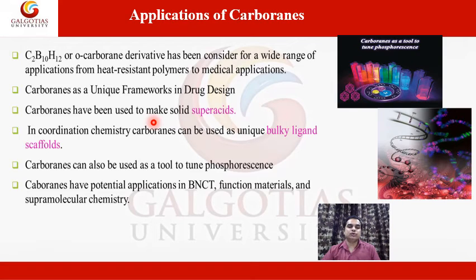Carboranes have also been used to make solids like superacids. Superacids are substances having more acidity than 100% pure sulfuric acid. And in coordination chemistry, carboranes can also be used as unique bulky ligands and scaffolds. Carboranes can also be used as a tool to tune phosphorescence, and they can give different phosphorescence when put in solution.